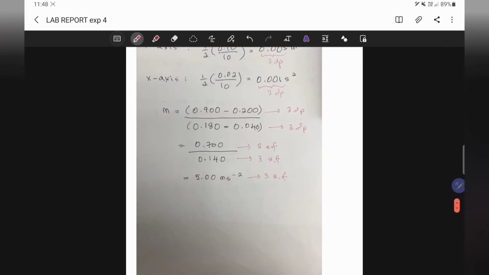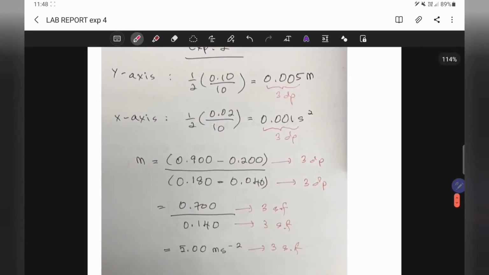Okay, so this is the way. And then let me give you one example for the calculation of gradient. Now let's say this is the reading on the y-axis and the scale for 2 cm on the y-axis. I just divide by 20, so this is the value I get now, 0.005 meters. And then for the x-axis, again, I just divide by 20, and then this is the reading I get, 0.001 second squared. So for this, I have 3 dp, and for this, I still have 3 dp, isn't it?